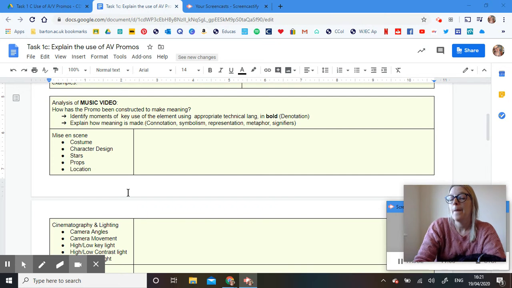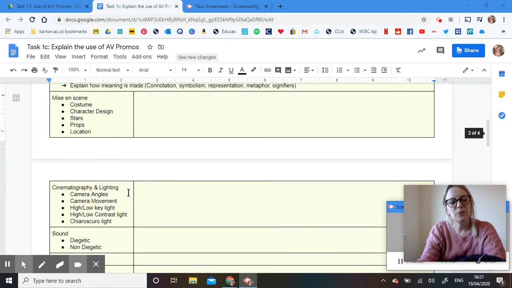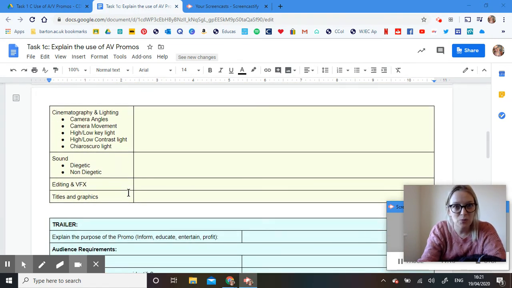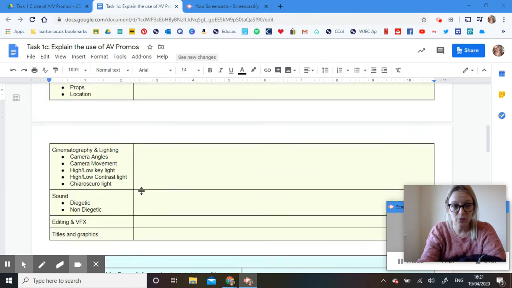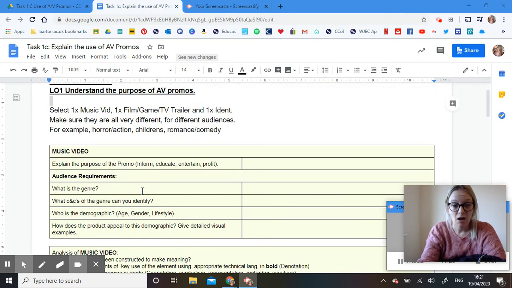Okay, so pick a character, pick it carefully, and tell me how they've been designed, for example, in mise en scène. As we go down here, you're going to remember this stuff. We want you to talk about what the camera is doing and why. How is the camera moving and why? What's the lighting doing and why? What colours are being used and why? This is all stuff that we have done before. So this is like a revision, a recap.